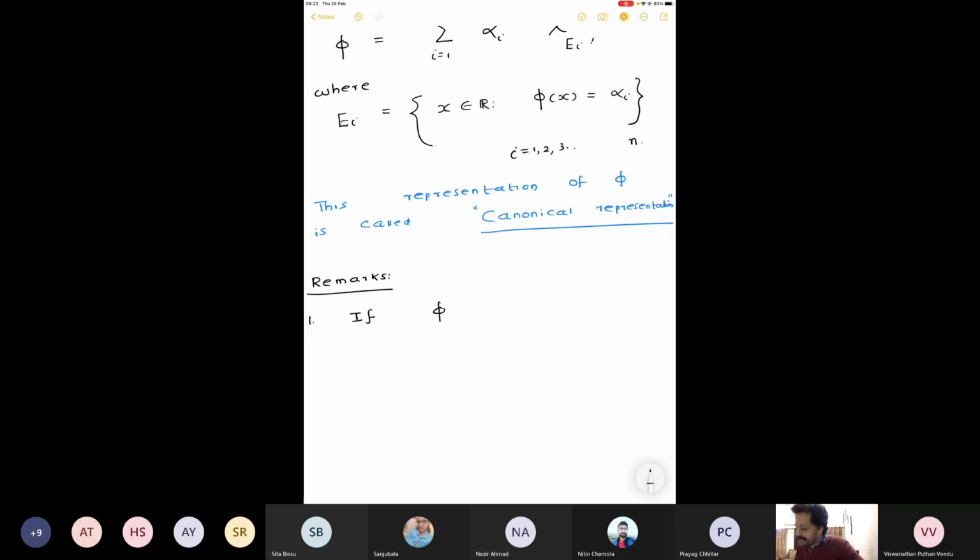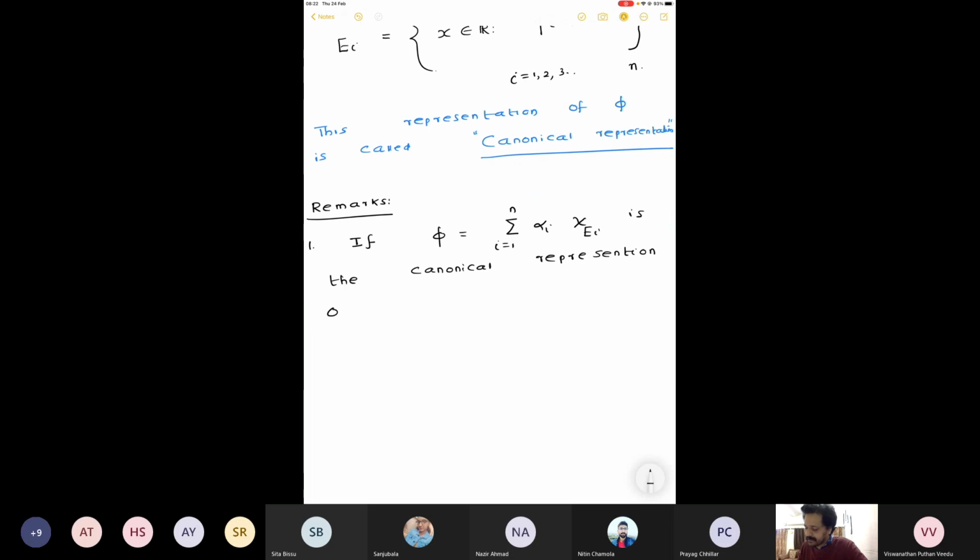Now, the remark is very simple, but it is worth recording. If phi is the summation of alpha_i chi_{E_i}, i equals 1 to n, is the canonical representation, we are writing a simple function as a linear combination of characteristic functions. Canonical representation of the simple function phi.